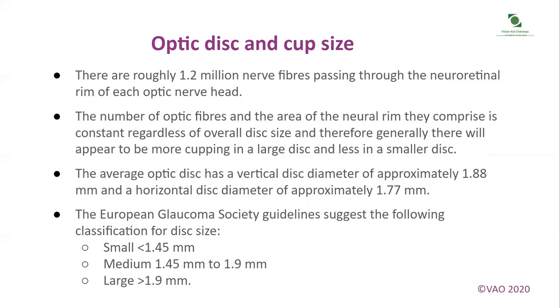The European Glaucoma Society guidelines suggest the following classification for disc size. Small discs would be less than 1.45 millimeters. A medium disc is between 1.45 and 1.9, and a large disc is greater than 1.9 millimeters.